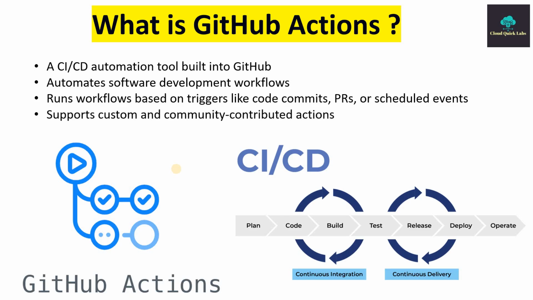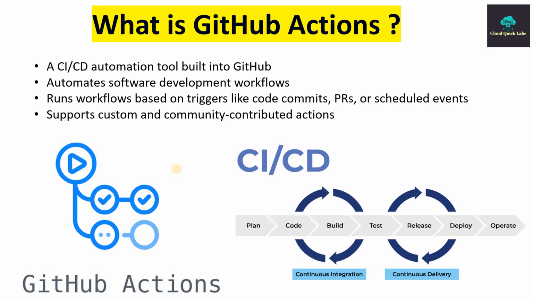Now it also supports custom and community contributed actions. So basically, as GitHub Actions is a CI/CD automation tool, in CI/CD automations you have to deal with a lot of steps. The steps like cloning, building, then running the commands, running the scripts, maybe running the binaries, running the jar files, right? So basically, it supports custom created and community created actions.